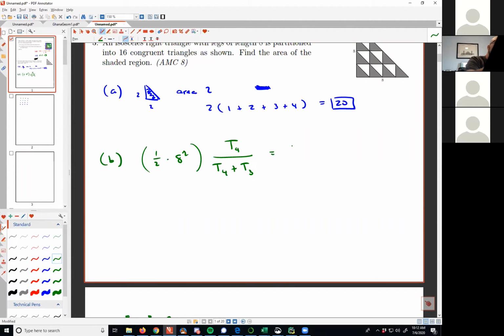So we could say this is 1/2 times 8 squared times, and T4 is going to be 4 times 5 over 2. And then the square number is going to be 4 squared. And I like this because we can cancel and get 2 squared remaining right there. And we can cancel and get just 2 to the 1 power. And then we can cancel that last 2 here. And we just have 4 times 5, which is 20.